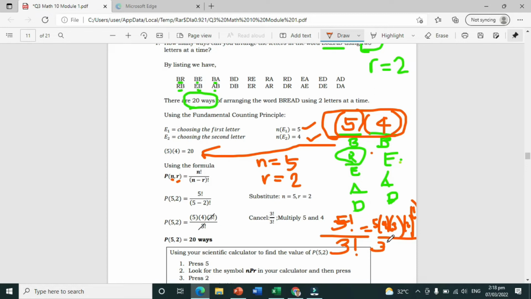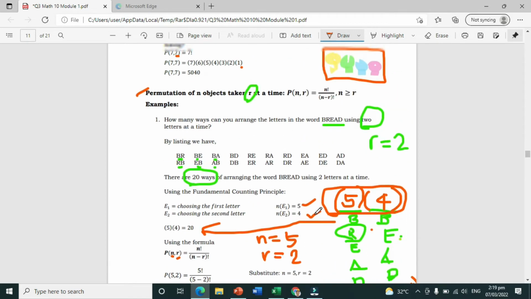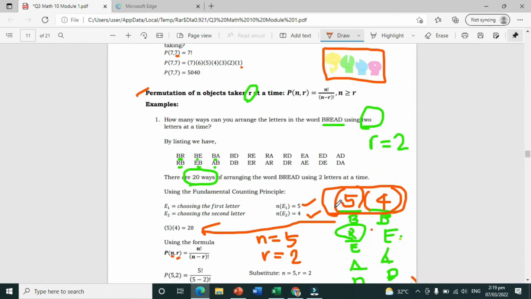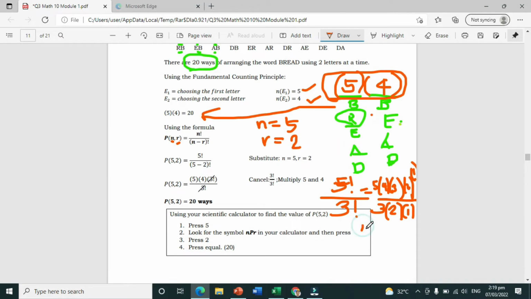Pasensya na guys ha, kasi gamit ko mouse lang. So 3 times 2 times 1. Yan. So kung gusto nyo, you can multiply ito lahat. 5 times 4 times 3 times 2 times 1. Ilan yan? O, meron tayong 5 factorial kanina. So gagamitin natin 120. So 120 over yung 3 factorial natin is 3 times 2 times 1 is equals 6. So 120 divided by 6 is equal to 20 pa rin.